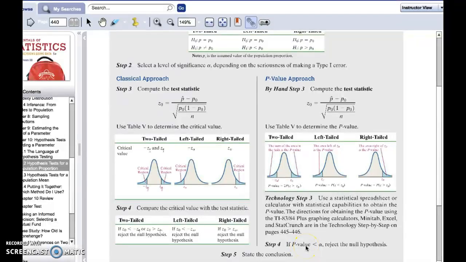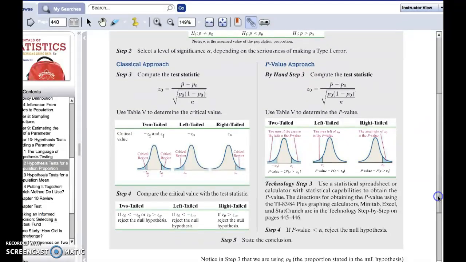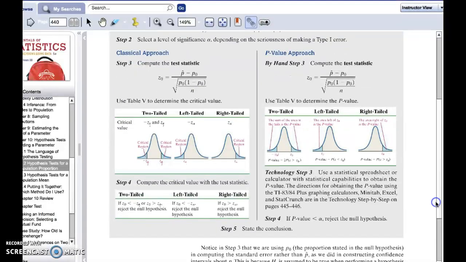In the p-value approach, if your p-value is less than alpha, you reject the null. Anytime you reject the null hypothesis, you immediately accept the alternative. However, if your p-value is greater than alpha, you do not reject the null. Be careful that in your conclusions, not rejecting the null is not the same as accepting the null. Your 10.1 and 10.2 discusses this a little bit, but we're saying we can't rule out a conclusion, or we can't rule out a statement, rather than we accept a statement.